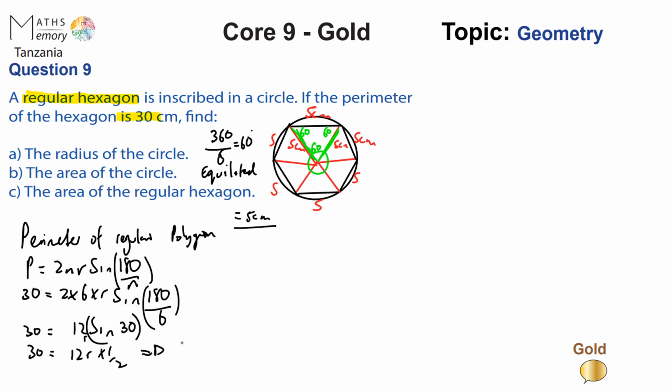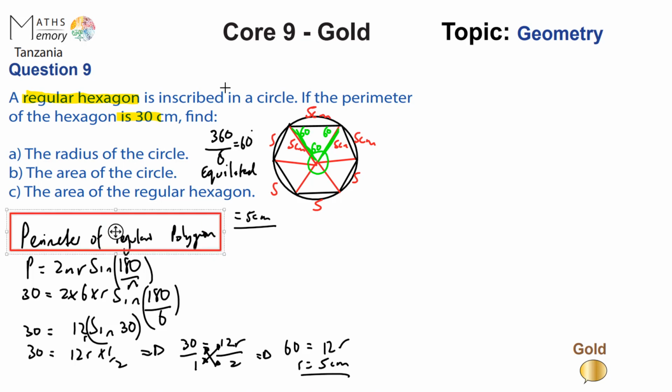Which is the same thing as saying 30 equals 12r over 2, then we can cross multiply over here. Cross multiply, meaning 60 would equal the same thing as 12r, and r would be 5 centimeters, the same as the answer above. So that proves part A. The radius is going to be 5, only from rearranging this formula of perimeter of a regular polygon. So that's part A over here.